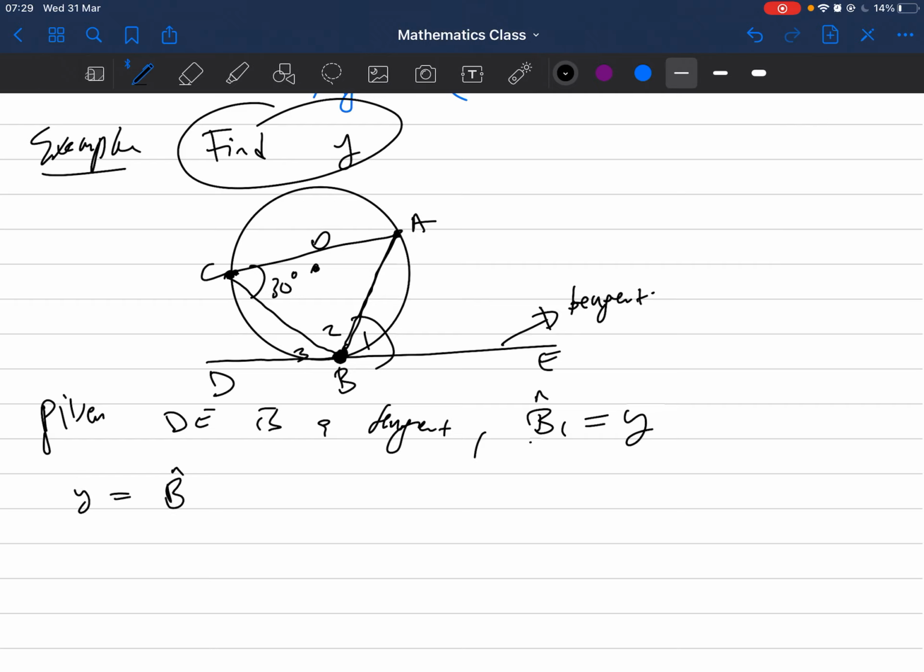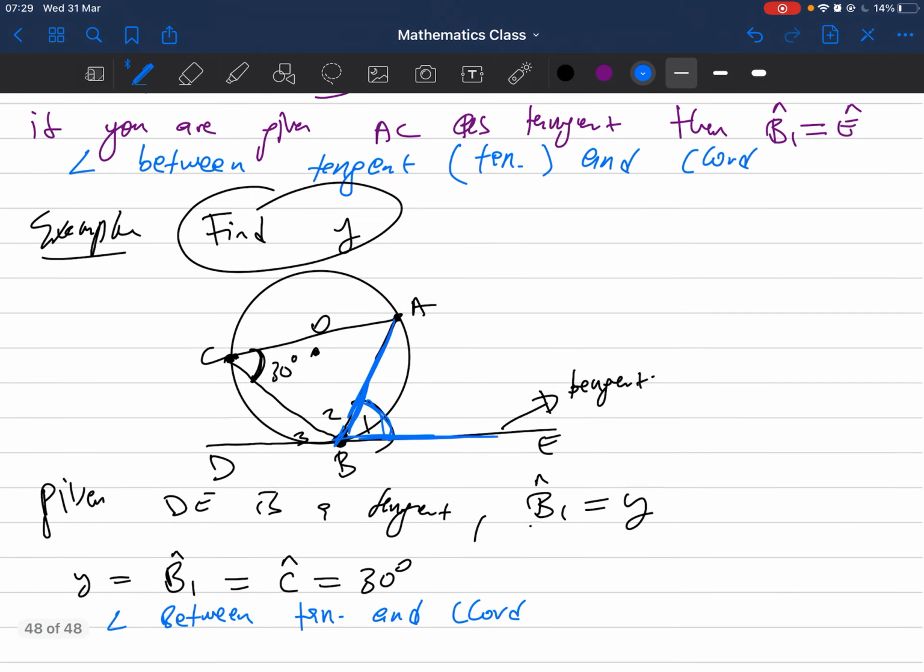Y is equal to angle B1, and we know angle B1 is equal to angle C, this angle here. And this angle here is 30 degrees. And the reason is simple, really. The reason is because it's an angle between a tangent and a chord. It's an angle between a tangent and a chord. And that's your answer. It's awesome, right?